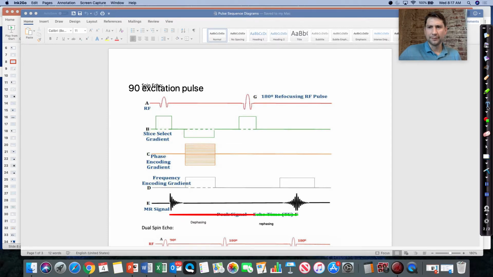And sometimes I described it as 1/2 TE, and then the rephasing was 1/2 TE. So you can see we are governed in spin echo by how fast the spins dephase and how fast they rephase. So that's why your time is limited on how low we can go.